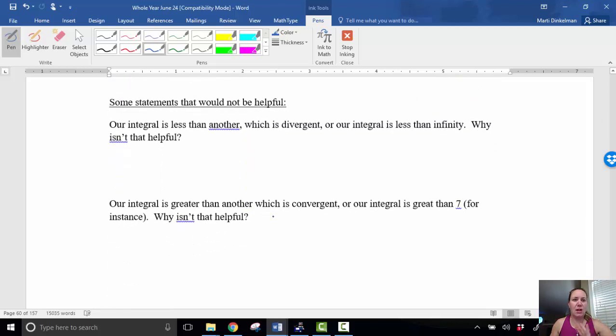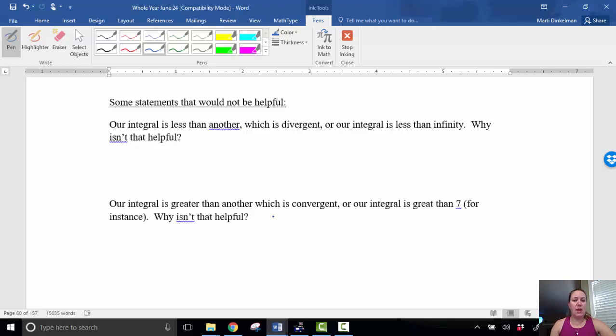So some statements are not helpful. Let's say we have something that's divergent and the thing that we have is less than that. So we're basically saying that our integral is less than infinity. Well, that's not helpful because, well, 12 is less than infinity, but so are some infinities. So we don't really know anything for that one.